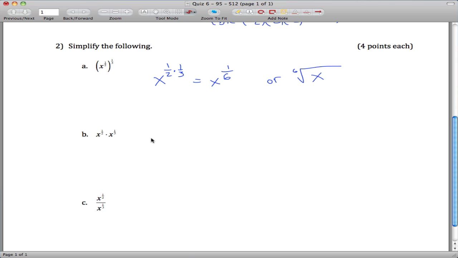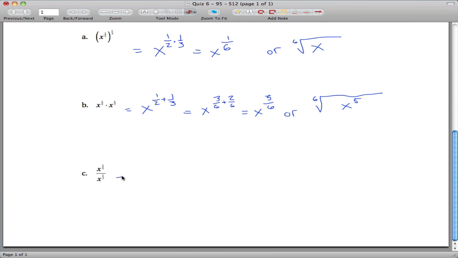x to the 1/2 times x to the 1/3. Okay, we have the same base, so we add the exponents. So this is x to the 1/2 plus 1/3. If you want to add fractions with different denominators, you need a common denominator. Multiply this by 3 over 3, so this is x to the 3/6, plus, if we multiply this guy by 2 over 2, we get 2/6. Now you add those exponents. 3/6 plus 2/6 is 5/6. Or if you prefer to write it in radical notation, we'd say it's the 6th root of x to the 5th power.